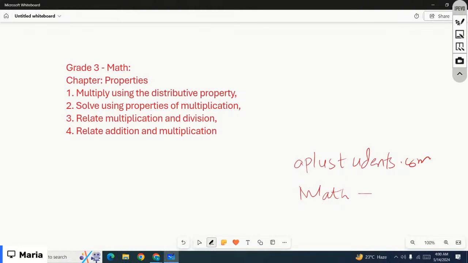Scroll down to grade 3 math and then click on view all lessons. So there you can find a list of the chapters. We're going to start with the chapter properties, and the lessons we're going to cover today are multiply using the distributive property, solve using properties of multiplication, relate multiplication and division, relate addition and multiplication.